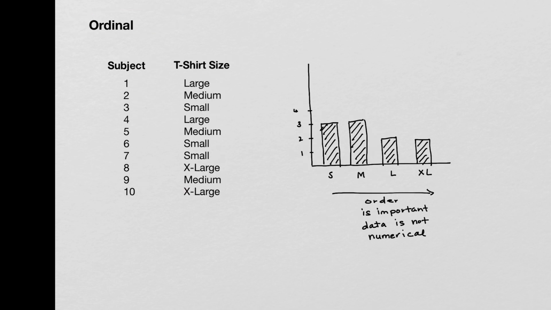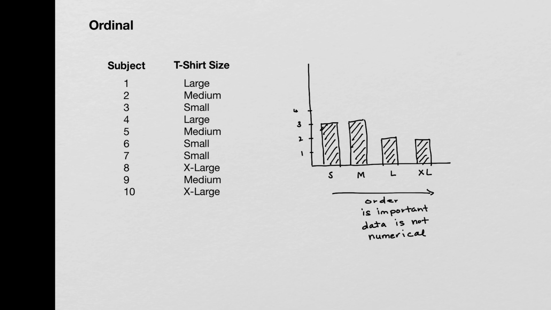So here I have, again, my subjects 1 through 10, and then I have their t-shirt sizes. So we have a listing of those sizes, and again, very much like the nominal, where we have the individual values. And is the difference between small and large the same as the difference between medium and extra large? Not necessarily the case. So we have a certain order to these sizes.